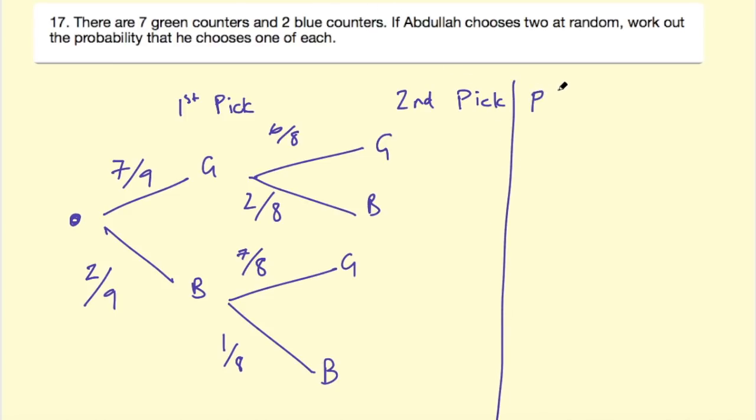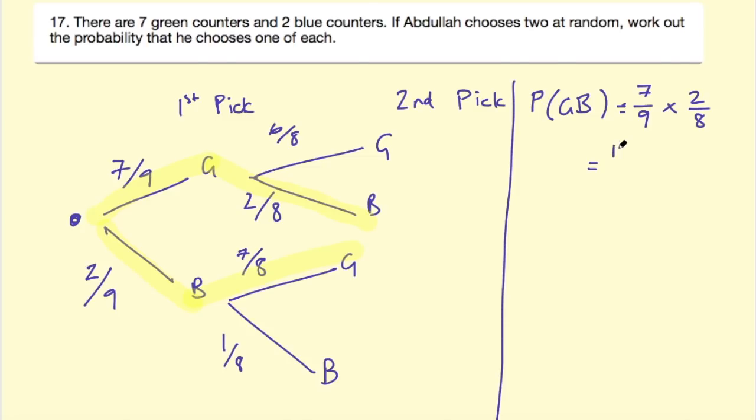So the probability of green and then blue. We need to figure out the probability he chooses one of each. So we're looking at which sections. We're looking at this one and then this one, or this one and that one. So I'm looking at the probability of green, blue. Well, I need to multiply those probabilities together because we've got 7 over 9 and then 2 over 8.